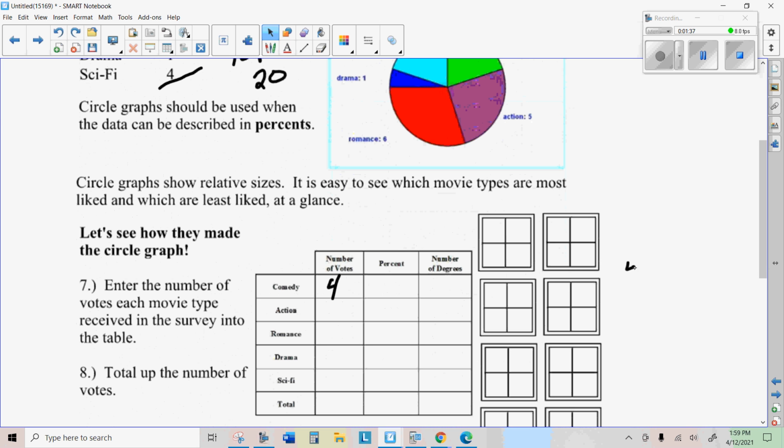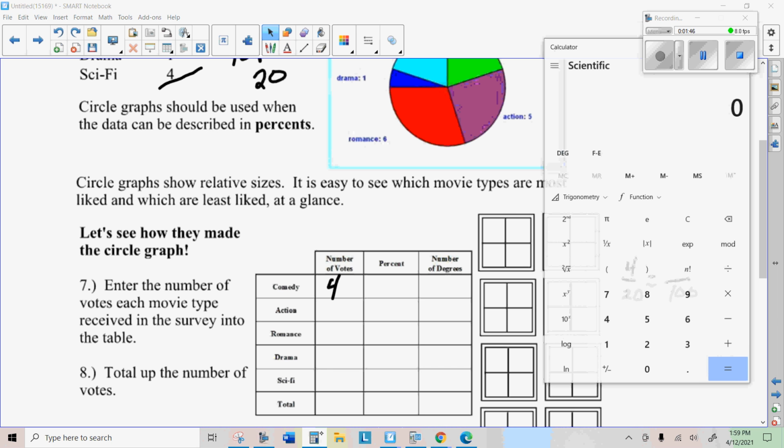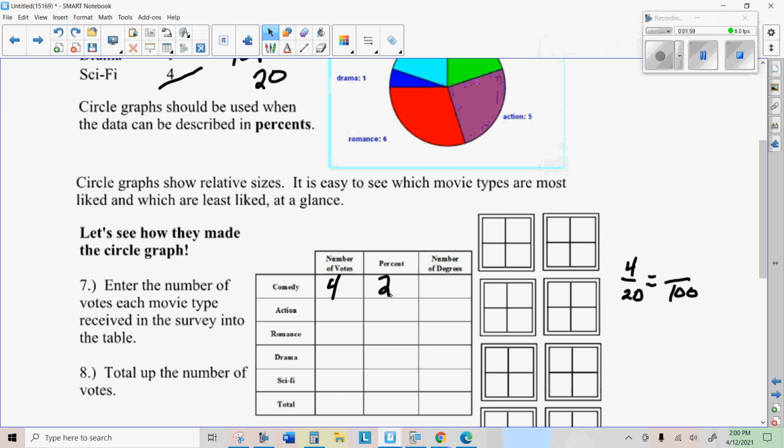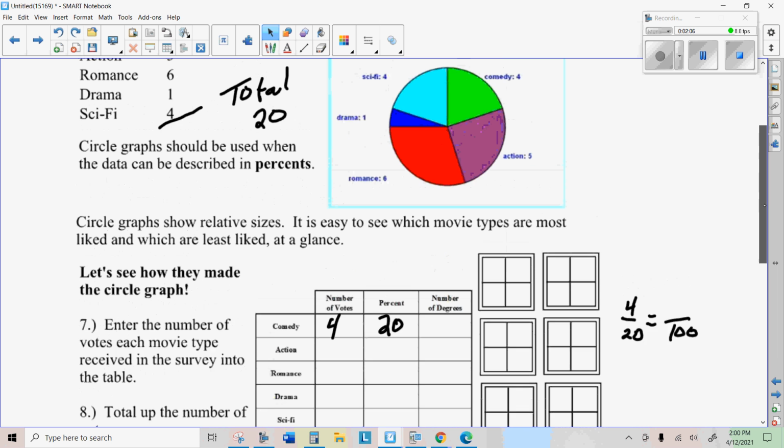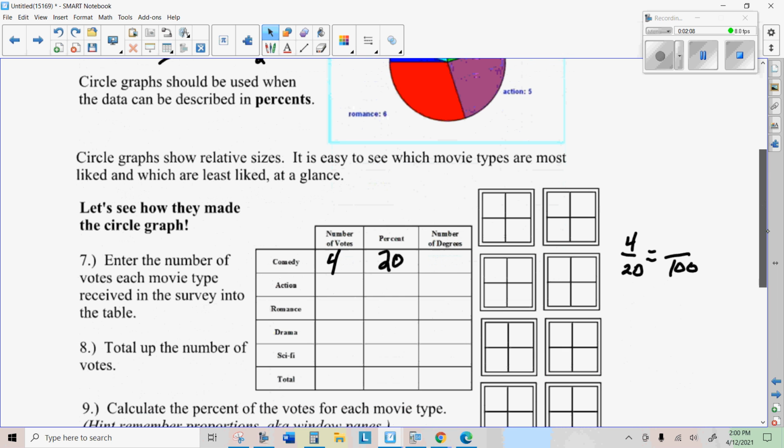As a percent, I'll go over a couple of ways to change that to percent. You can put it out of 100, use yourself a window pane. The shortcut, since you're finding your percent, is to just divide them. 4 divided by 20 equals 0.2, and then multiply that by 100 to change it to a percent. So that's 20%. Go ahead and fill in the rest of those. Put in the number of votes for each category, and then what percent they make up.